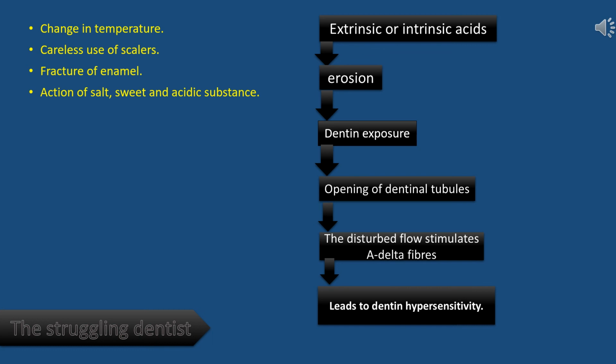Extrinsic acids or intrinsic acids cause erosion, which leads to dentin exposure. After that there occurs opening of dentinal tubules. After that the A delta fibers are disturbed, which leads to dentin hypersensitivity.